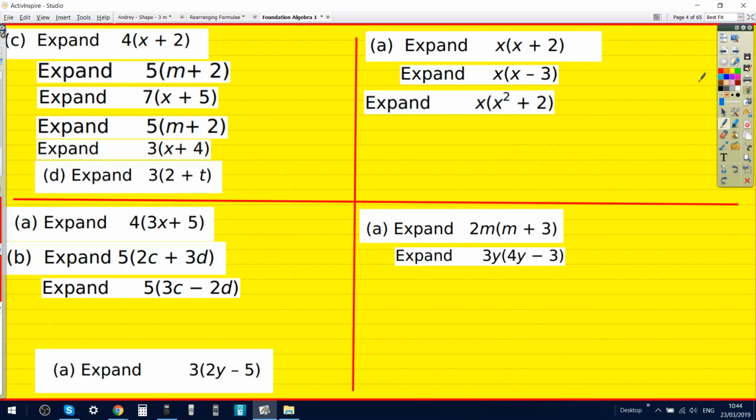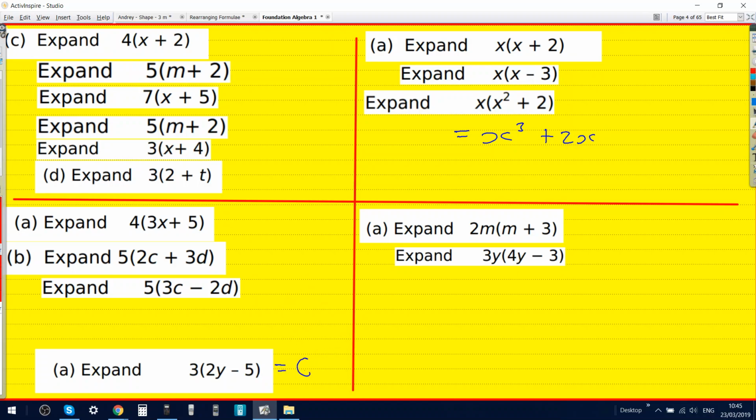We expanded brackets. What would be this one here? Bottom one. So would that be x to the power of 3 plus 2x? Yeah. X cubed, yeah. What would be this one here? 6y minus 15. And what would be this one here? 12y squared minus 9y. That's it.